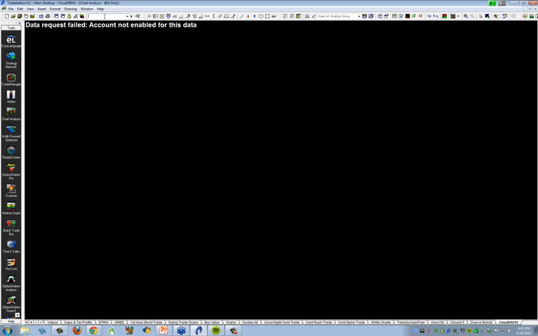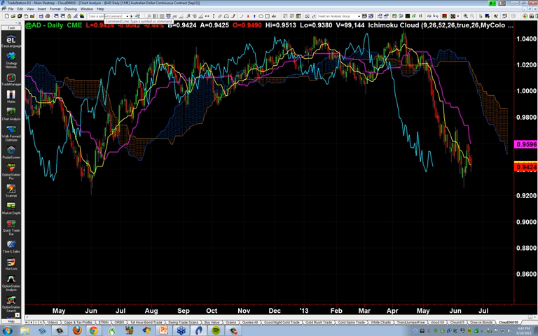Yeah. So let's go Aussie dollar. I'm just doing the currency futures, which is the same thing as the spot forex. It's going to look identical.